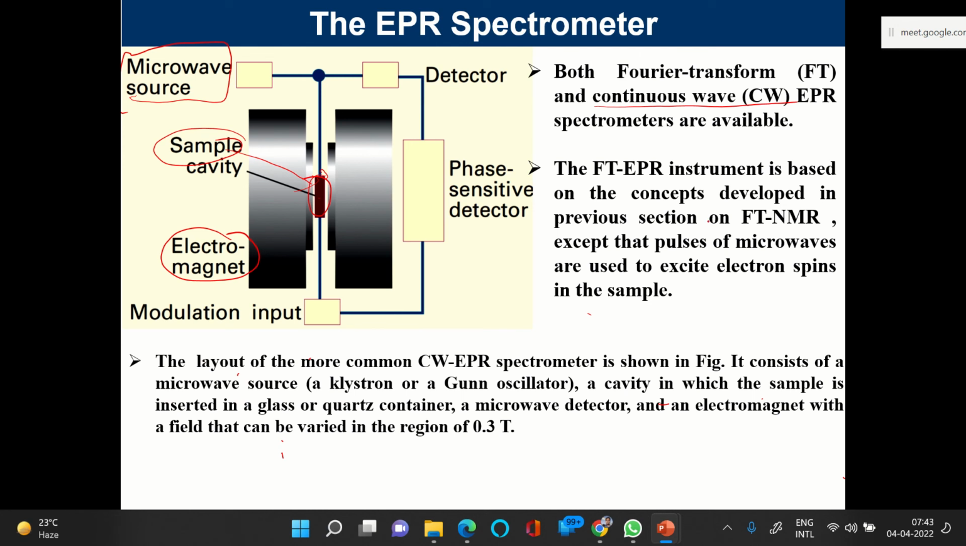So the fundamental difference between the two types of instrument is similar to what we had discussed in the field scan continuous wave NMR and the Fourier transformation NMR. The things are similar, except that we have a microwave source instead of a radio frequency. The basic idea of analysis remains the same.